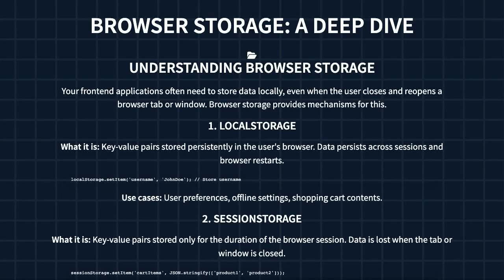Let's talk about how we can save data directly in a user's browser. We have three main options: local storage, session storage, and IndexedDB. Local storage is like a persistent diary. It holds data for as long as the user has that tab open. You store things as key value pairs, like usernames or preferences.